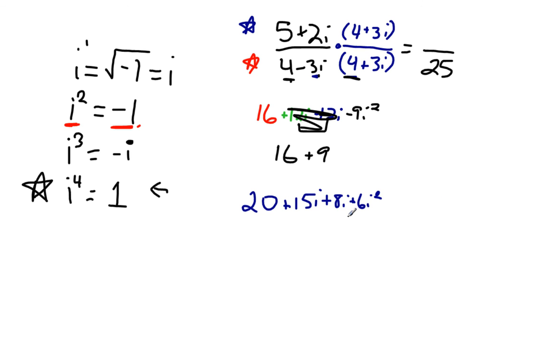Okay. So combine your like terms. 23i and 20 and 6i squared. But what can we do with 6i squared? I squared is negative 1. Negative 1. I squared is negative 1.